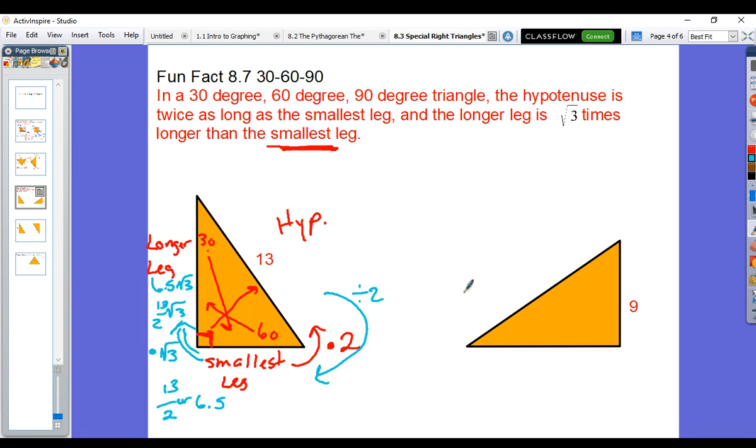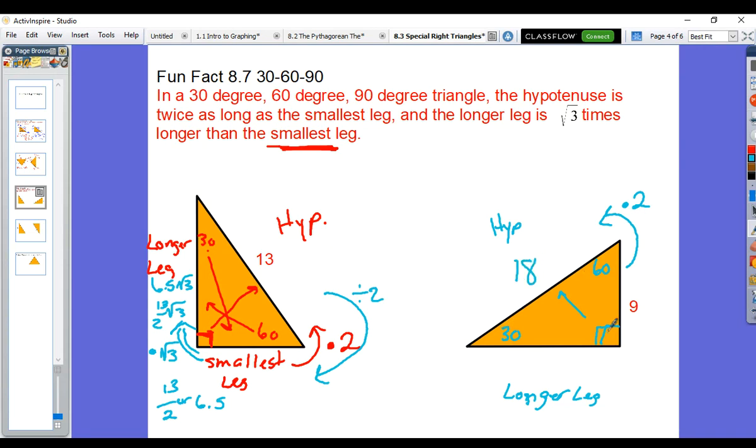All right, so let's try this one again. This time they give us the smallest leg. The smallest leg is the 9. Okay, so here's our 90-degree angle. That means this is our hypotenuse. And this is the 60. Here's the opposite, so this is the longer leg. So again, like it says, the hypotenuse is twice the length of the smallest leg. So to go from the smallest leg to the hypotenuse, we multiply by 2. So we do that, we get 18.